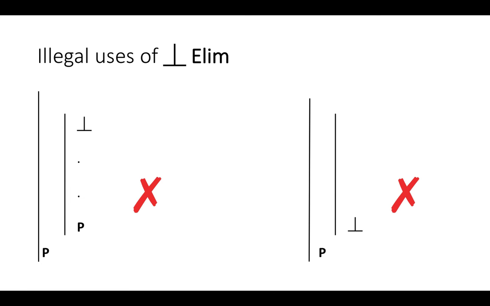You may find it helpful to remember the rule like this. If you're applying contradiction elim to derive a sentence P, then you can only write down P directly below the contradiction symbol.